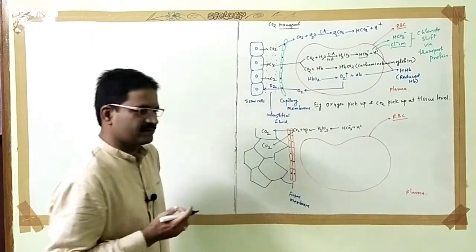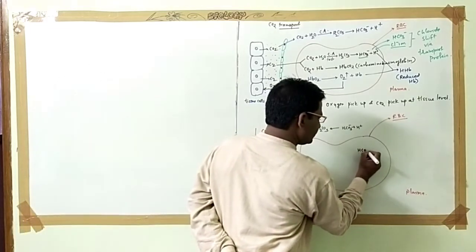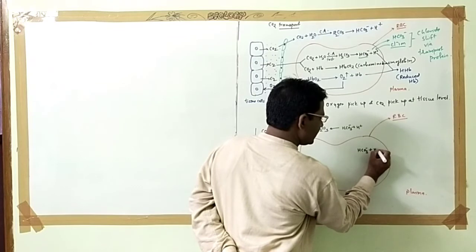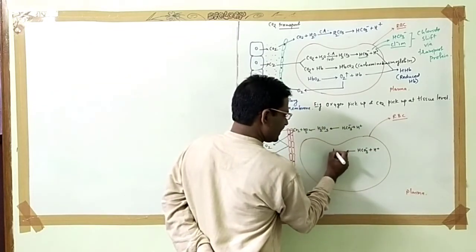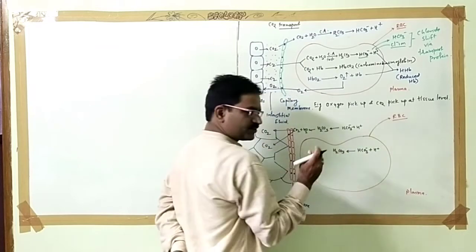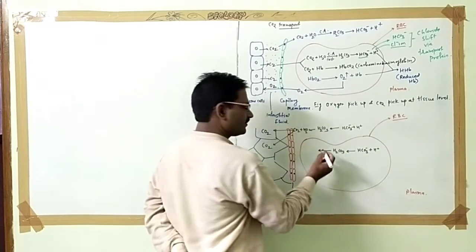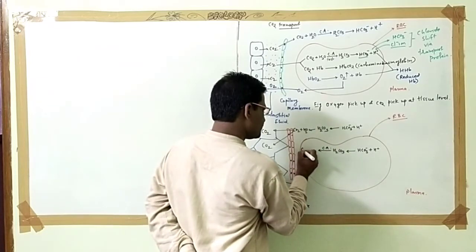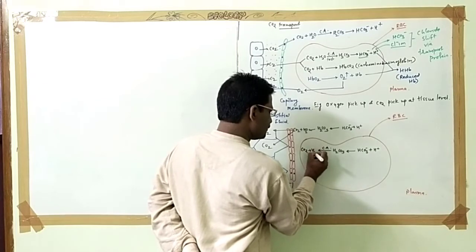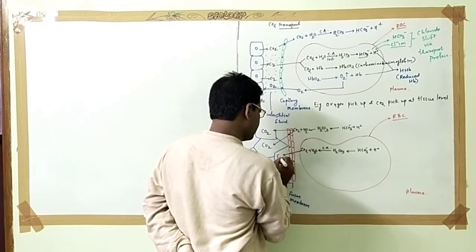Next process: HCO3 negative plus H plus forms carbonic acid, H2CO3. Again the carbonic anhydrase acts on it and it forms CO2 plus H2O. Okay, this CO2 diffuses out into the lungs.